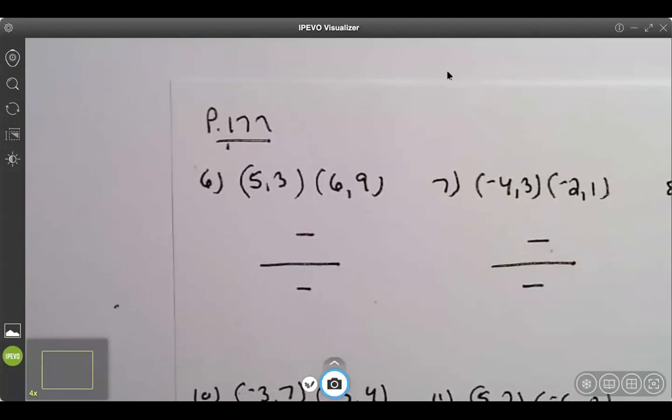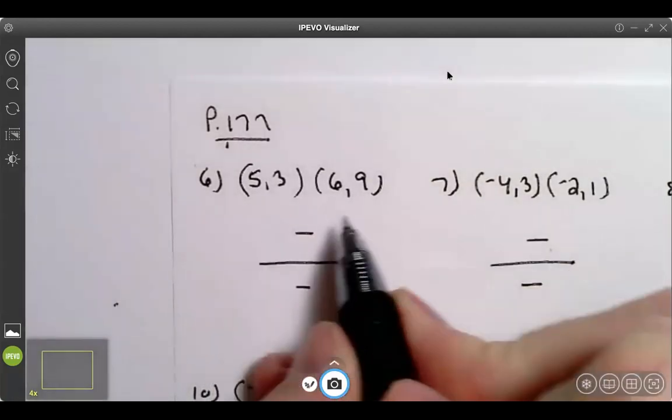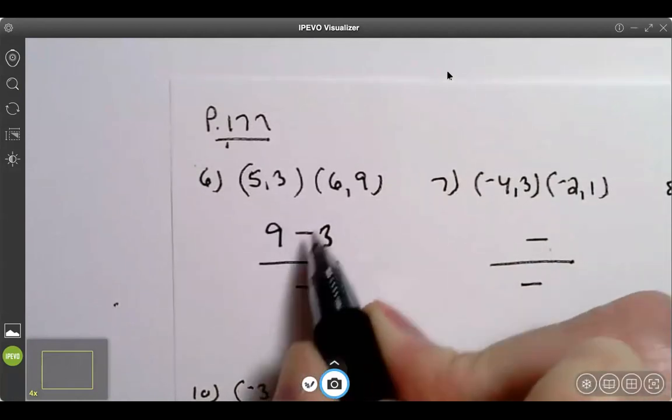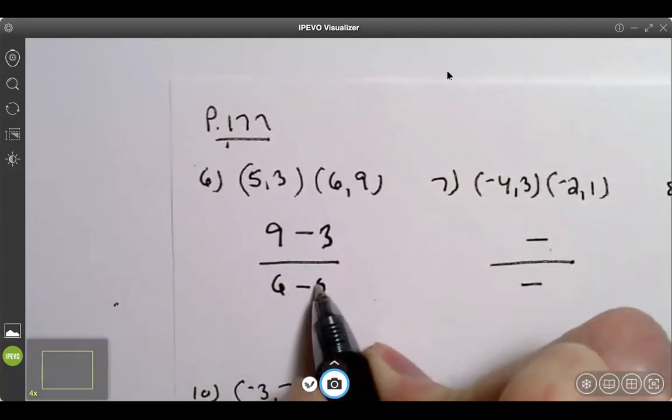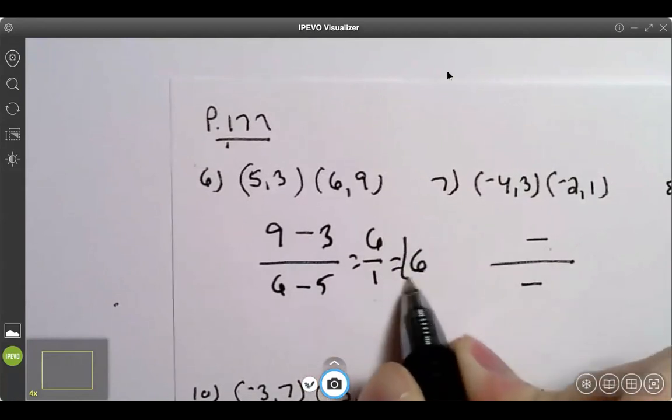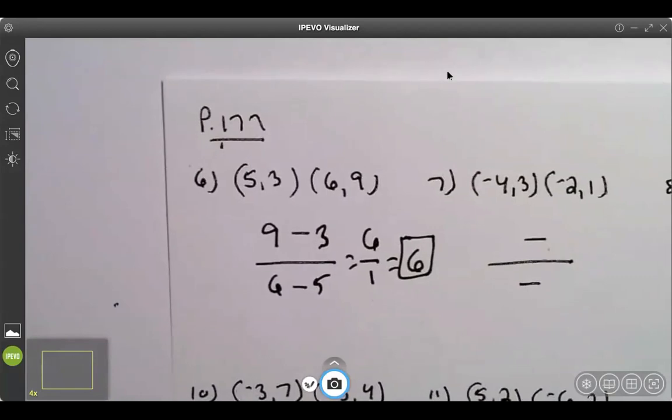Try 6. On 6, I notice that if I go right to left, I have positive numbers. 9 minus 3 on top, 6 minus 5 on bottom. 9 minus 3 is 6. 6 minus 5 is 1. Your slope is 6.